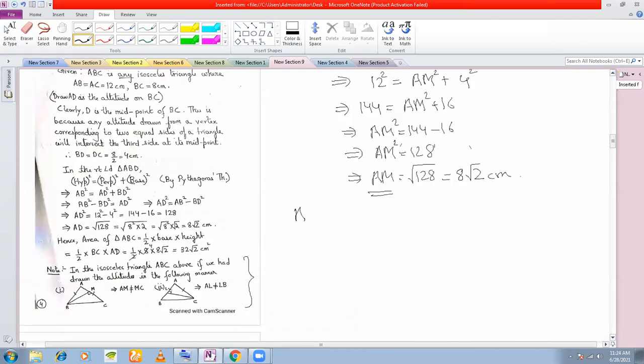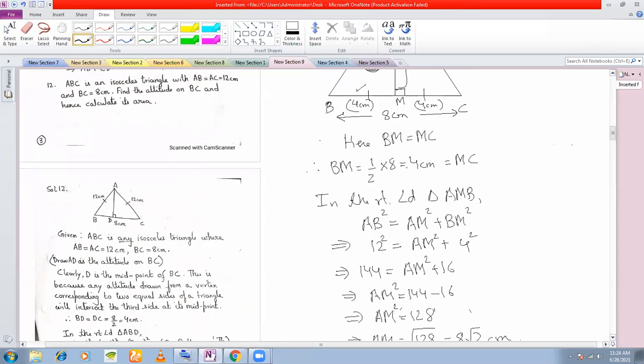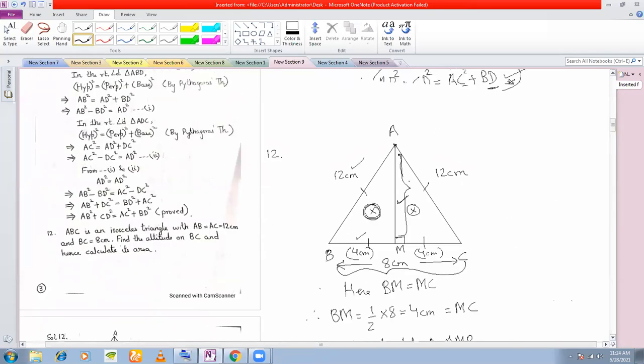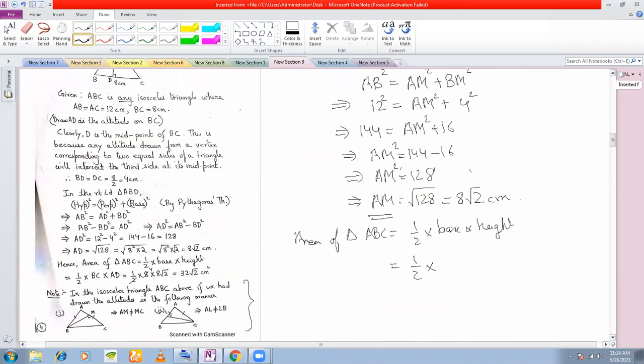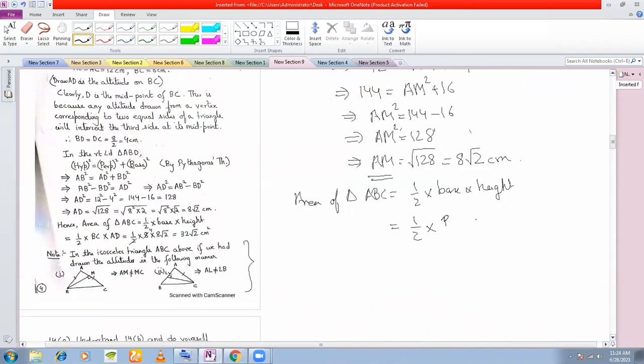And what is the area of the triangle? Area of triangle ABC is half base into height. In this case, which one is the base? If you see BC here, this is the base and AM is the height. So half into BC into AM. Put the values. BC here is 8 and AM here is 8 root 2 we have found out. So this cancels. You get 32 root 2 centimeter square and that's your answer.